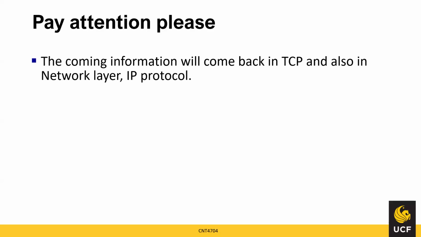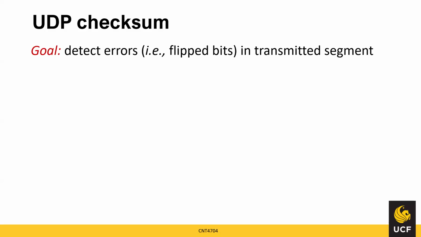So the information that we will talk about now is going to be included in various aspects in IP and in TCP. So we're going to look at how the checksum is actually calculated, because this idea is important. Just pay attention here, because this concept will get repeated over and over across the layers. So the UDP checksum, we said, is the way to detect errors, like flipped bits in the transmitted segment. So we want to walk step by step and see how we can detect the errors and how that works with UDP.